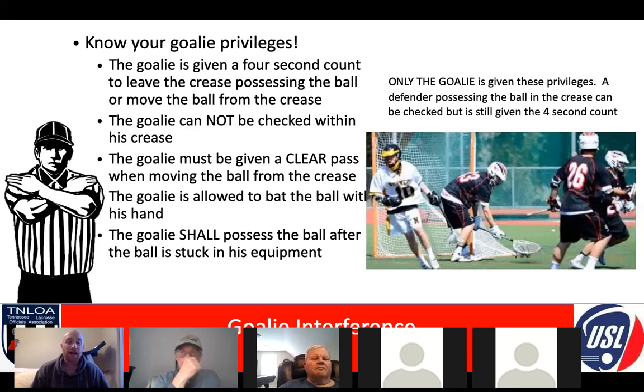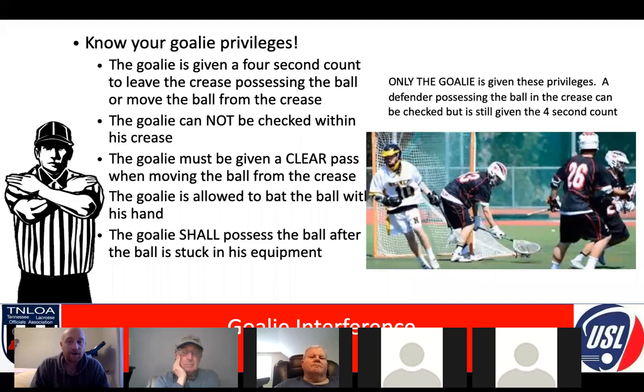Wait, no, wait a minute. If the ball is within the crease, he is allowed to bat it with his hand. He can never grab it. But if the ball is outside the crease and he is in the crease, he can't touch it with his hand. The ball must be within the crease. I want to clarify, make sure. Oh, no, absolutely. Thank you for doing that.